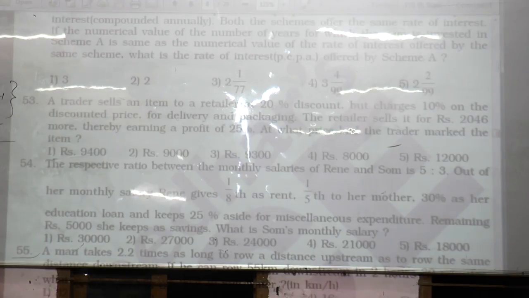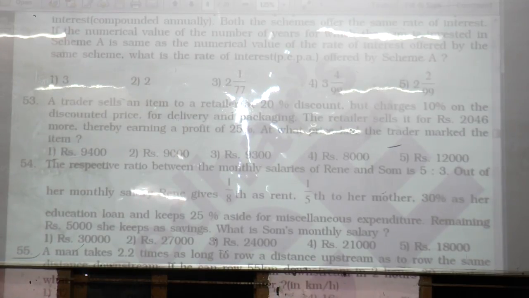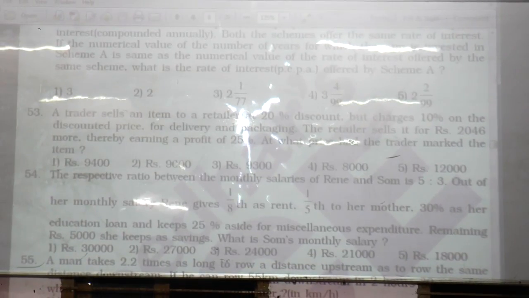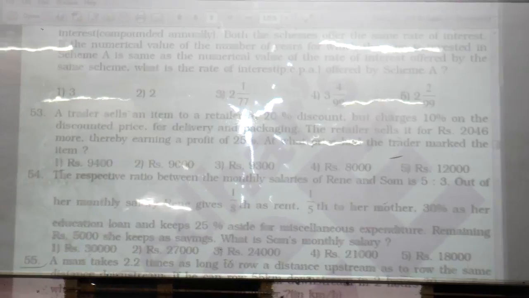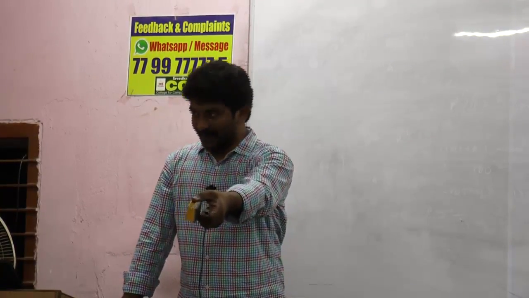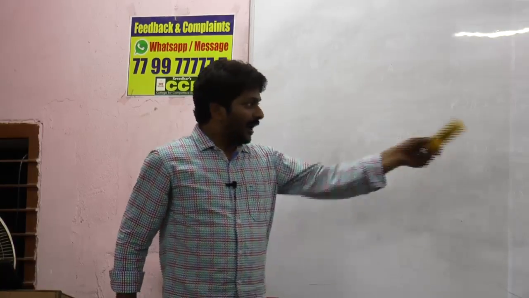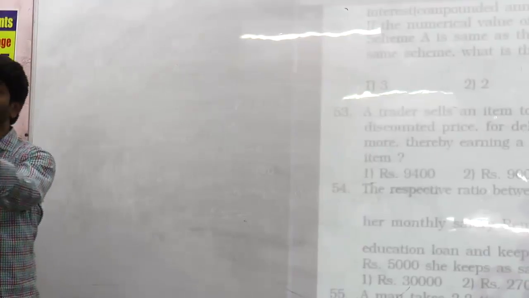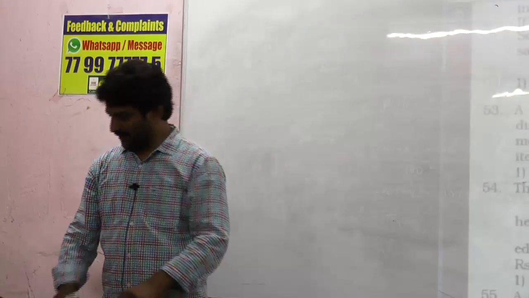You asked about market price. Let's say market price is 100%. I am giving you 20% discount. So I will sell it for 80%, but I am charging 10% on 80% towards packaging and delivery charges. 10% on 80 is 8. So I am selling it for 88 now. Right? I am trader and you are retailer. You are getting it for 88.